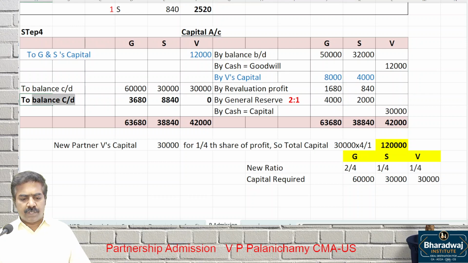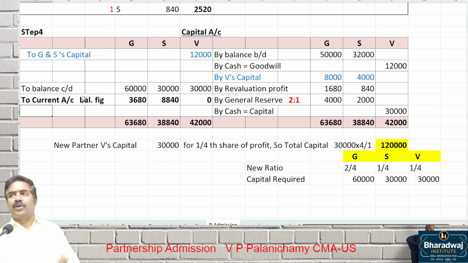The balance is transferred to which account? Current account, as the balancing figure. Current account does not mean bank current account. We had seen types of capital: fixed capital and fluctuating capital. This becomes like a fixed capital, and this becomes like a balance in current account. Balance in which account? Current account.